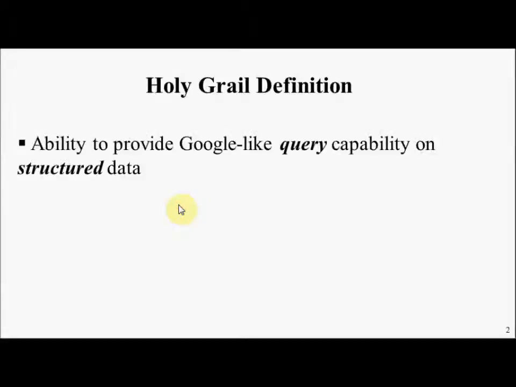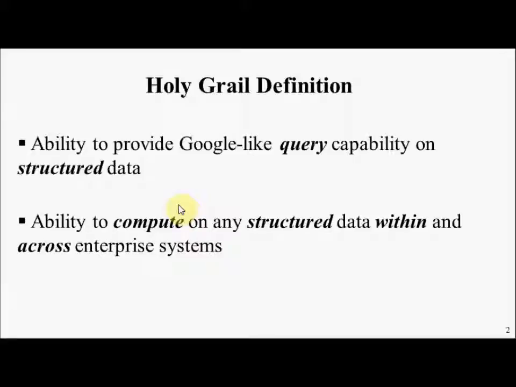So, what is meant by the Holy Grail of IT? What is the definition? It's the following. First of all, it's the ability to provide Google-like query capability on structured data. Secondly, it's the ability to compute on any structured data within and across enterprise systems. Now, when you look at search engines like Google, they have the ability to query. What they do not have the ability to do is to actually perform computation. So this second definition here is an extension of what search engines like Google can do today.